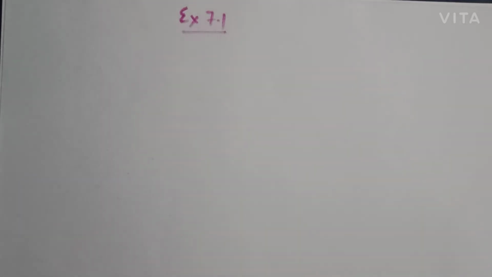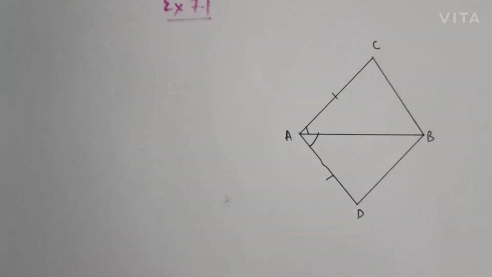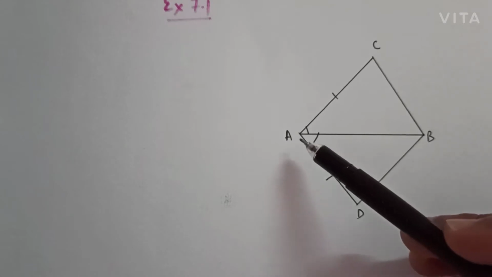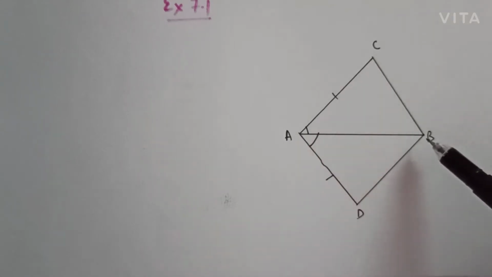Very good morning, class. So we will be starting up with the exercise now. That is exercise 7.1, question number 1. In this question, first of all, this is the figure given, and in this figure it is given that it is a quadrilateral ACBD.